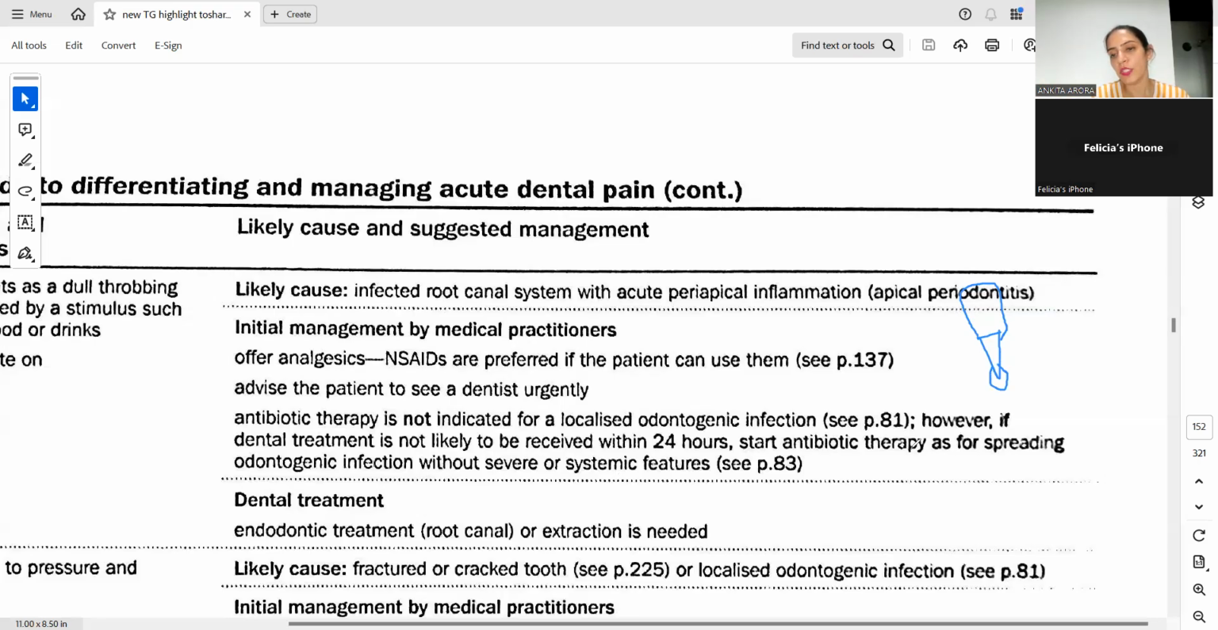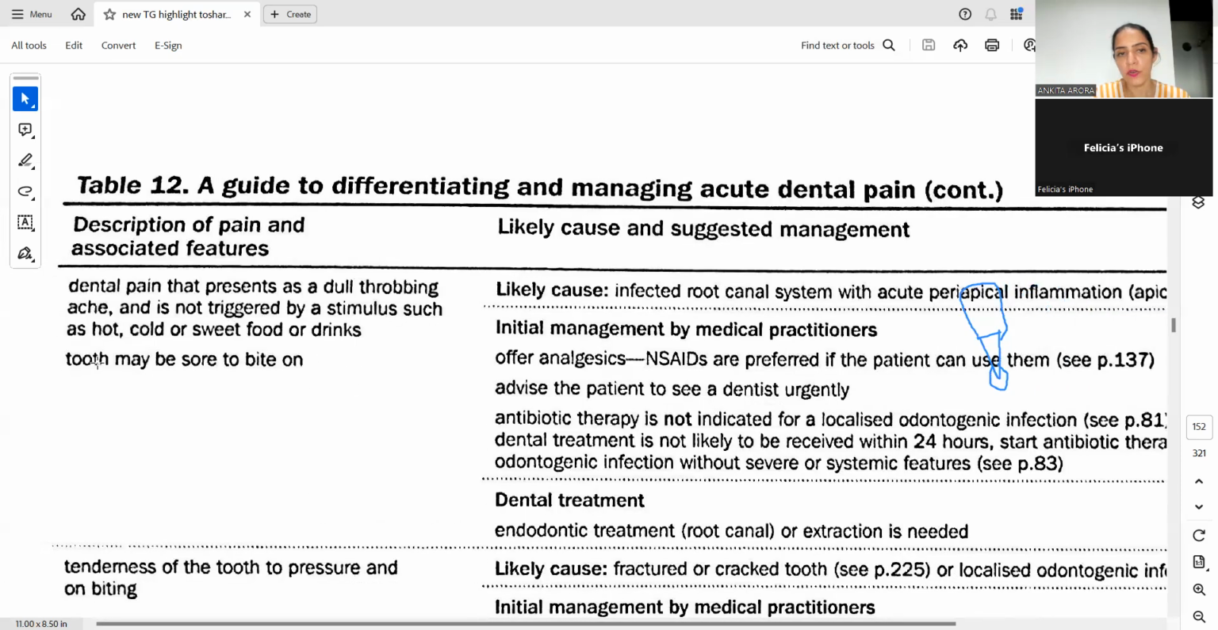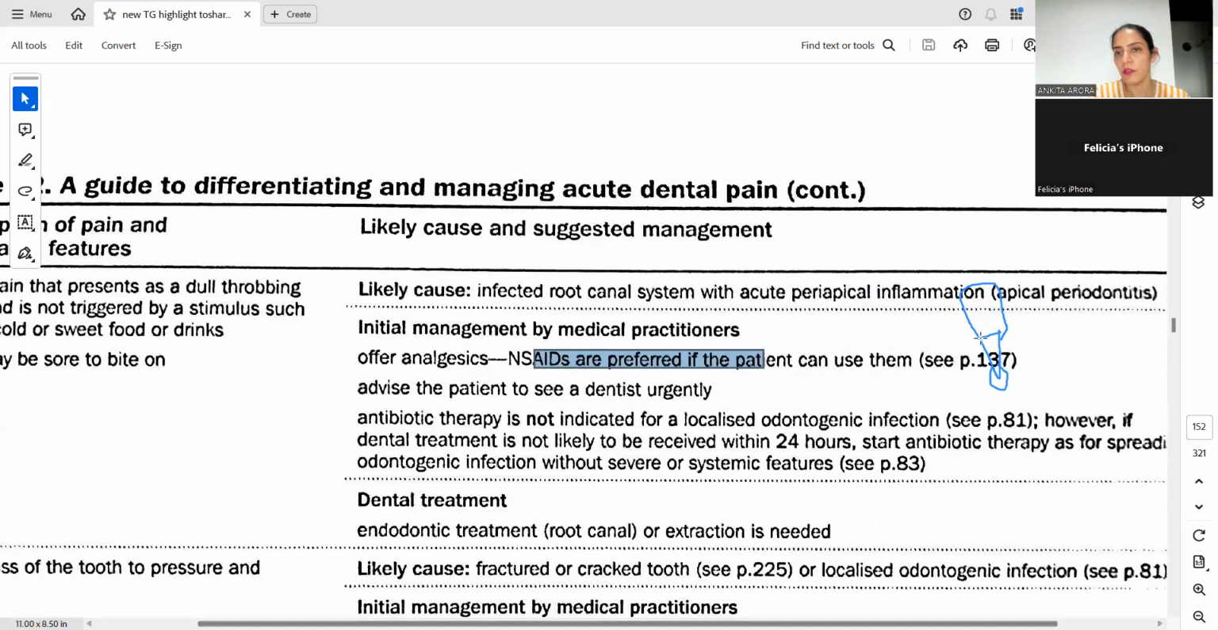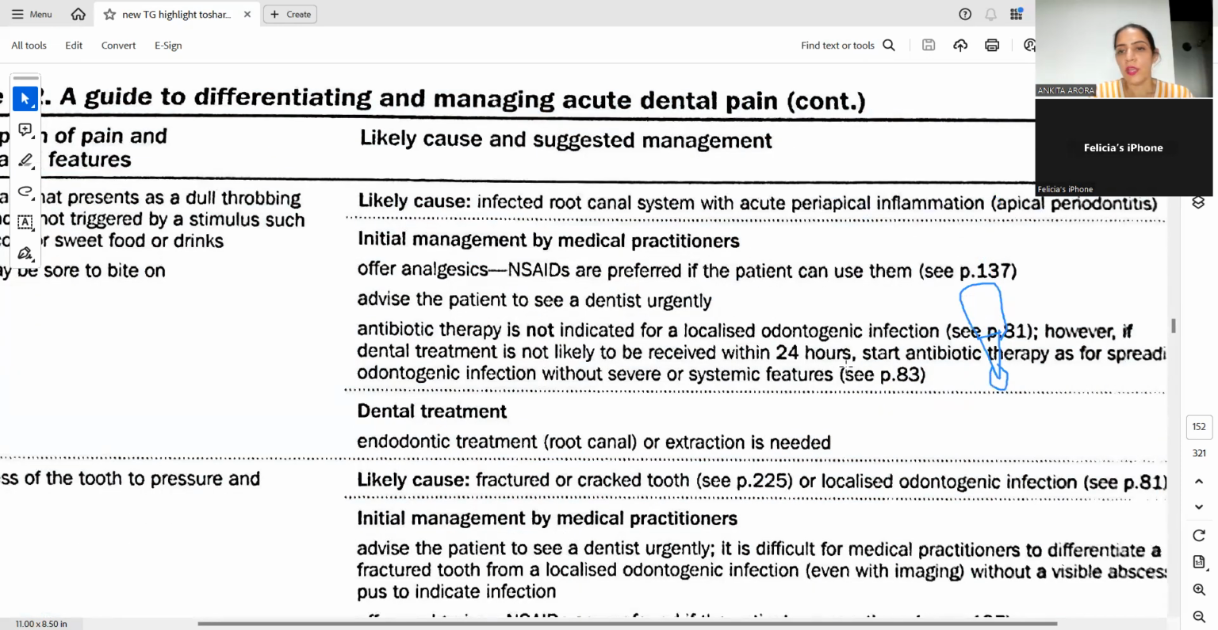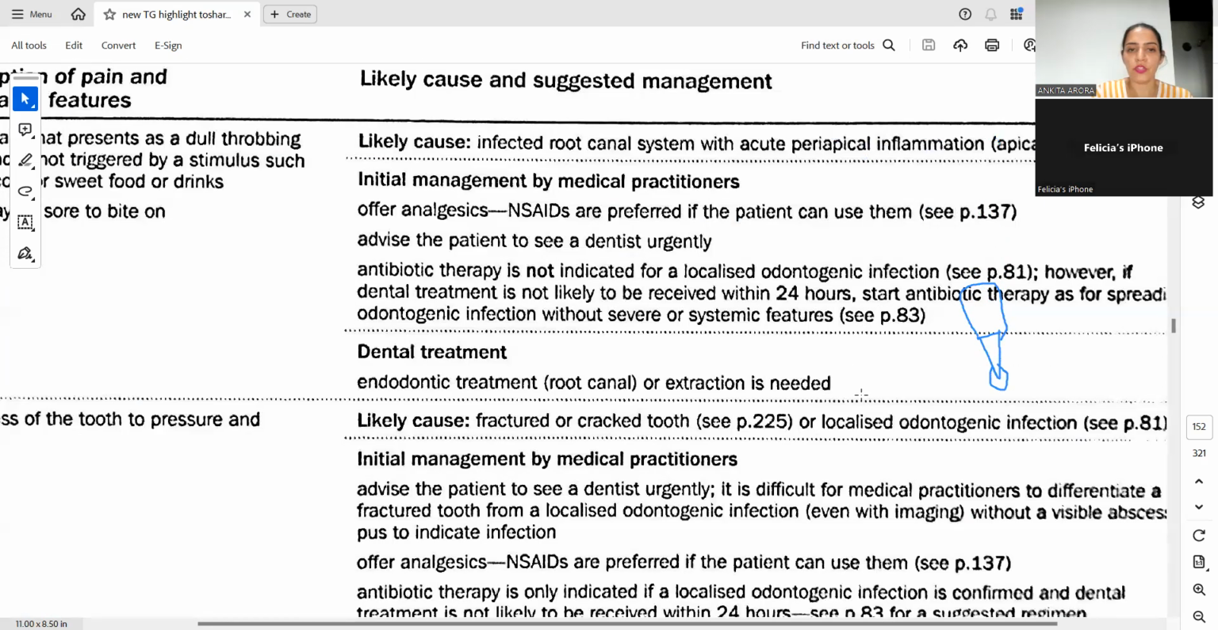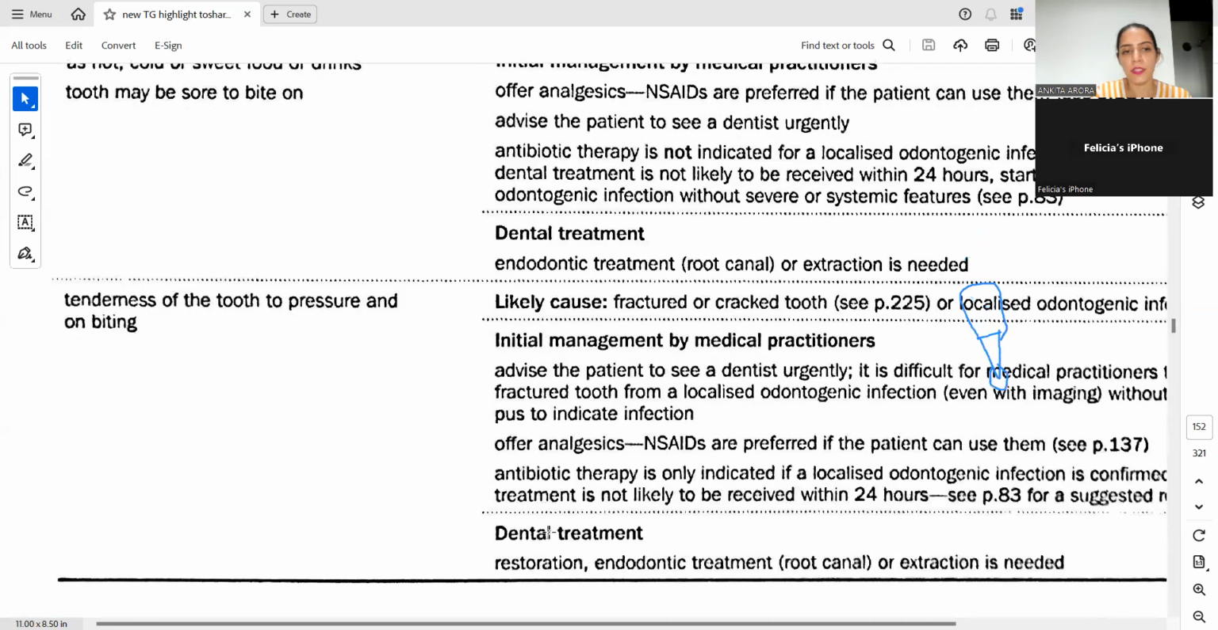So here we have to start antibiotic therapy if the patient is not reaching a dentist within 24 hours. Because in this, if the patient makes a delay, what would happen? It's already apical periodontitis, right? So it will become a spreading infection. So we have to halt that spreading of infection. And the last is tenderness of the tooth to pressure on biting.